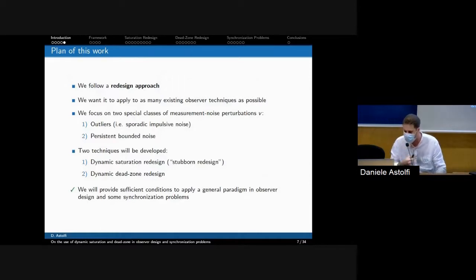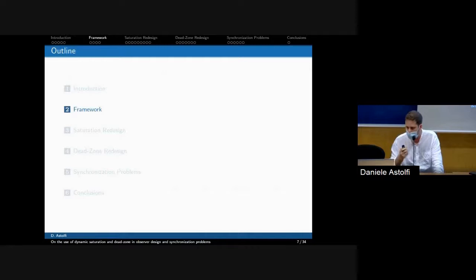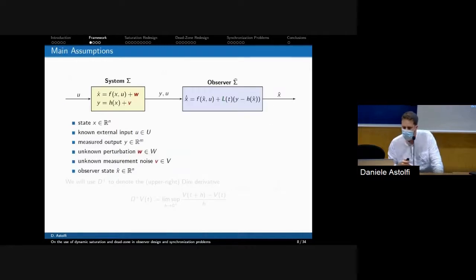One is based on the use of dynamic saturation redesign, that we also denoted as stubborn redesign in some papers. And the other is based on the use of dynamic dead zone redesign. And we will give some sufficient conditions to apply this kind of general paradigm in observer design and also to some synchronization problems. So this is the framework that we are going to consider.